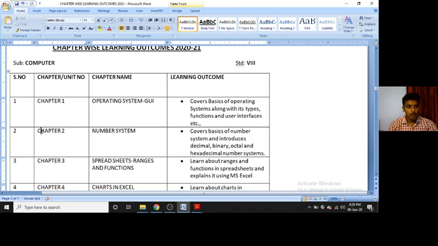Now I'm going to chapter 2, number system. Number system is something related to your mathematics only. That only we will cover. So what a computer understands, that we'll discuss. It covers the basics of number system and introduces the types of number system, that is decimal, binary, octal and hexadecimal number systems, and a few conversions, that is binary to decimal and decimal to binary. Those two conversions we'll see.